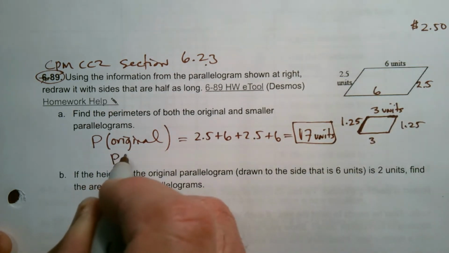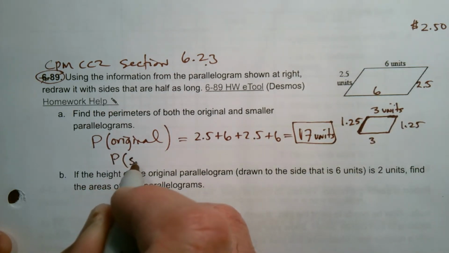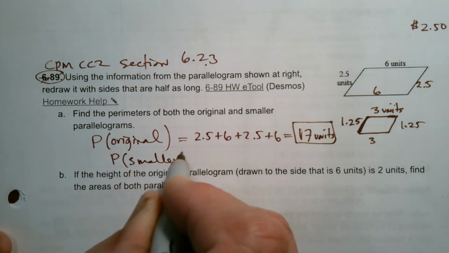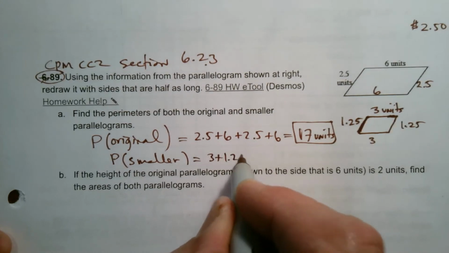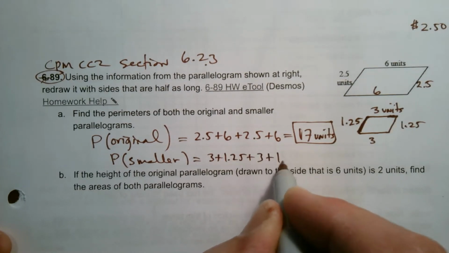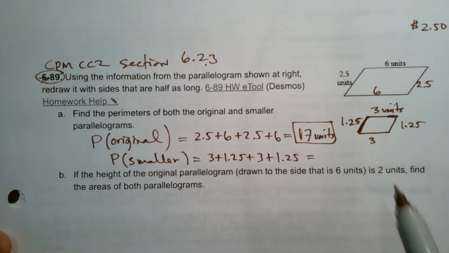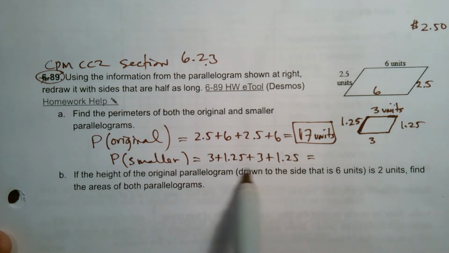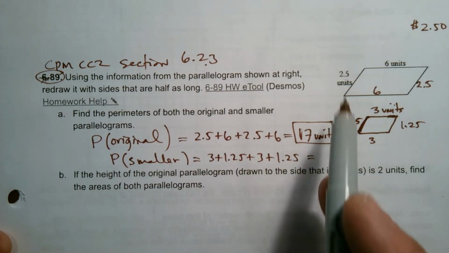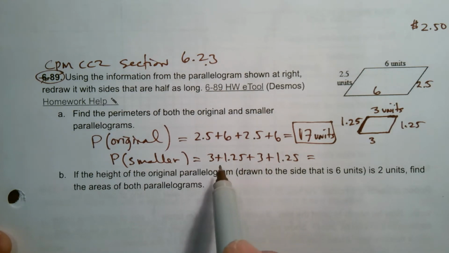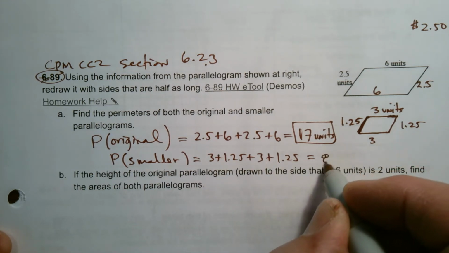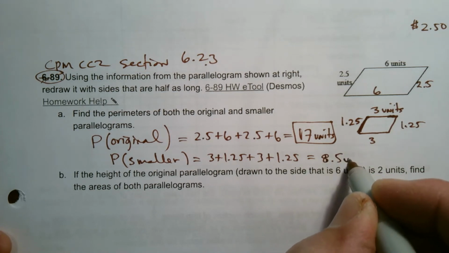The perimeter of the new, the smaller one, we add the sides. Again, 3 plus 1.25 plus 3 plus 1.25. What do we get there? Well, I know the 1.25 plus the 1.25 is 2.5 because that was the half that we took. So now 3 and 3 is 6. So 6 and 2.5 is 8.5 units.